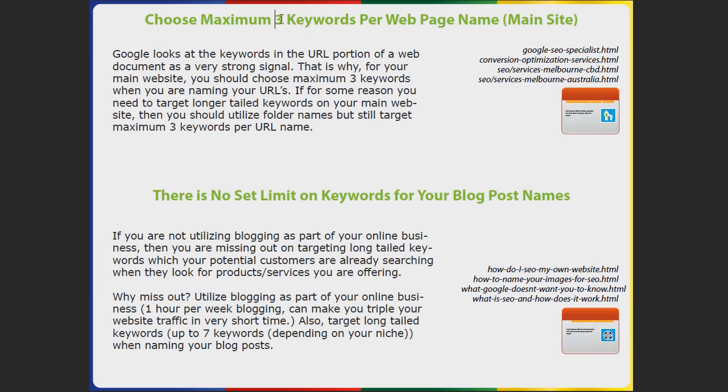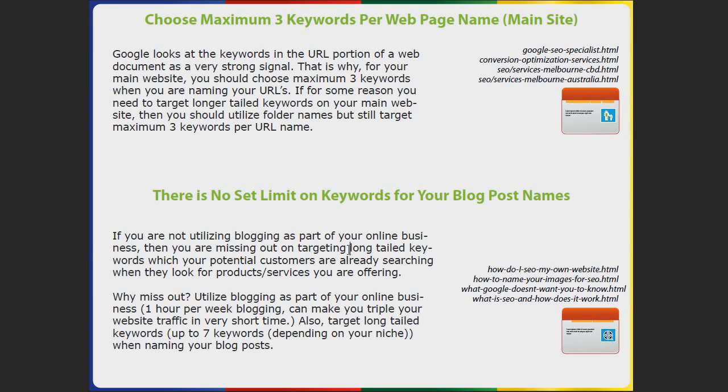Now, having said do not target more than 3 keywords when you're naming your web pages, you can utilize folder names. Name your folders with the keywords you're interested in, and then extend the keyword that you've chosen to target. As you see in this example, you can then target more than 3 keywords in this sense. But at the end of the day, do not name your URLs with more than 3 keywords you're targeting.